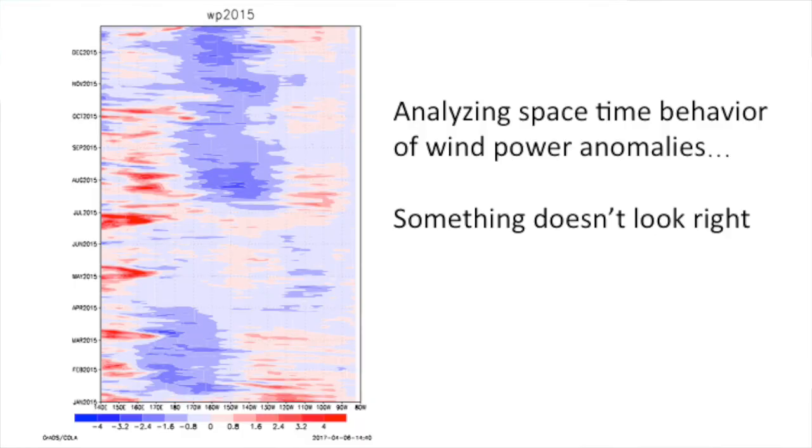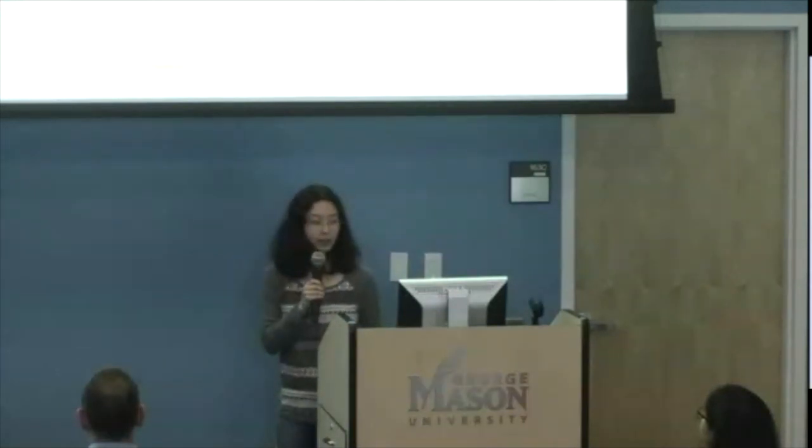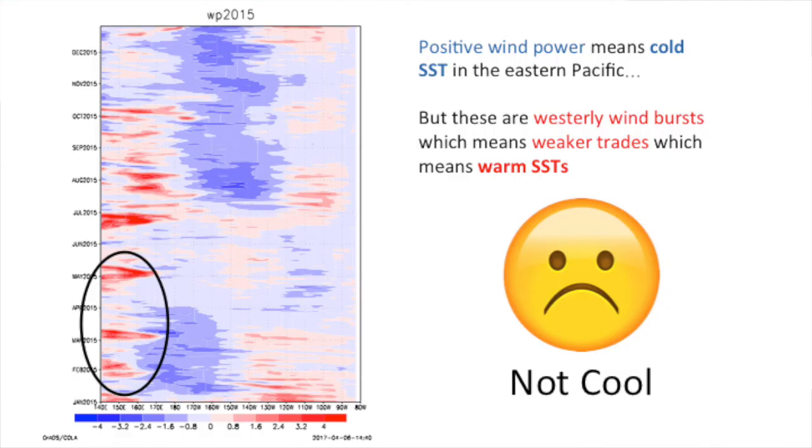Except when we analyze the space-time behavior of the wind power anomalies, we realize that something didn't look quite right. The red things that I circled are the wind power response to westerly wind bursts, which weaken the trade winds. And like I said, that should lead to warming of SSTs. But the red actually means positive wind power, which we said means cold SSTs. So we have a contradiction. And so actually things aren't very cool.